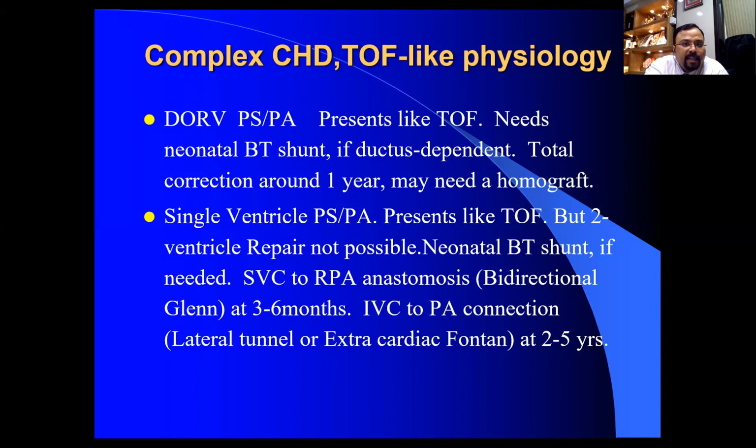Second one is single ventricle with pulmonary stenosis or pulmonary atresia. In this, we have to judge the ventricle first, whether biventricular repair is possible or not. Because of hypoplastic ventricle and single ventricle physiology, we cannot do two ventricle repair in this case. So it will be a staged procedure. In the first stage, we do neonatal BT shunt. In the second stage, we do Glenn shunt, that is connection between SVC and right pulmonary artery. And the third stage is Fontan operation, in which we connect IVC to the right pulmonary artery.